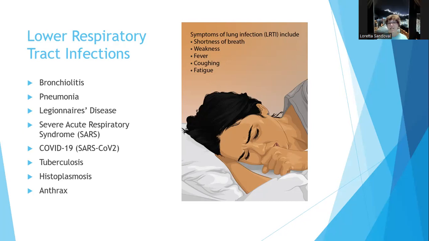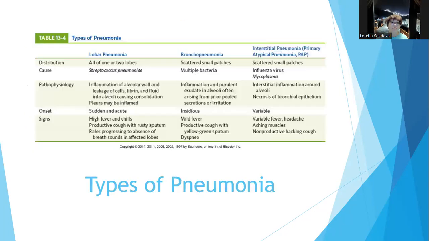The symptoms of lung infection or lower respiratory tract infection include shortness of breath, weakness, fever, coughing, and fatigue. The most serious of those symptoms is probably the shortness of breath. So if you're having respiratory distress, please get help with that. If your patient is having respiratory distress, please get them help for that. So there are lots of different types of pneumonia. Pneumonia is one of those things that might get you in the end.